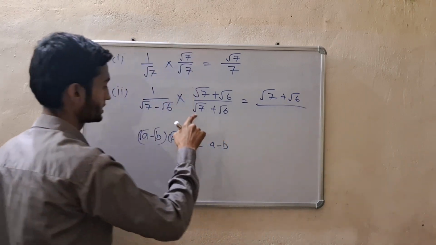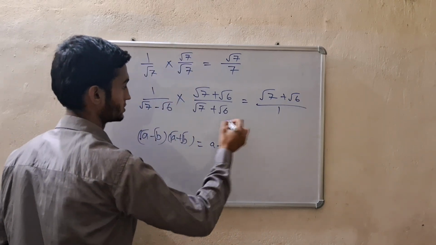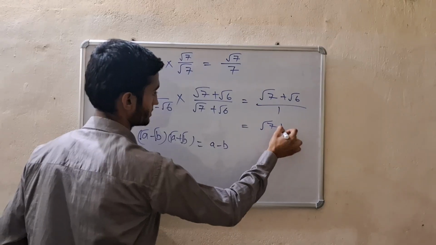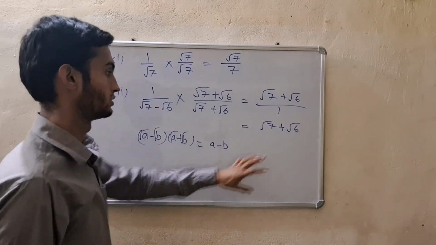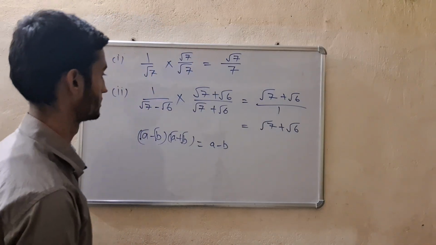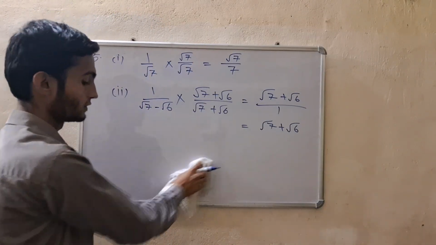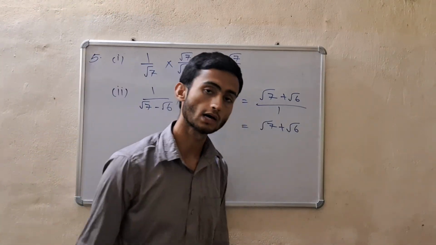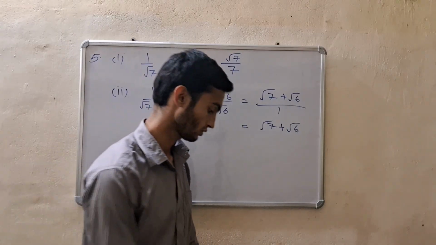But here, what do we get in the denominator? 7 minus 6 is 1. So it is basically square root of 7 plus square root of 6. The denominator has almost vanished. So we have used an identity, and those identities are given in your textbook.